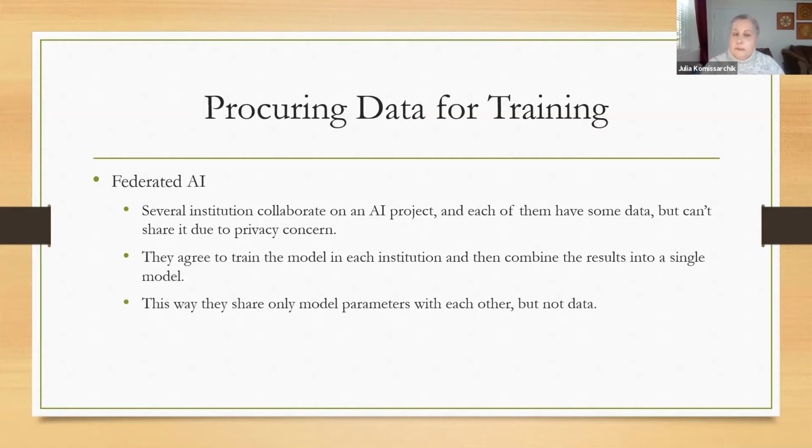So what do I mean by federated AI? It's when several institutions collaborate on a project. Each of them has some data, and they can't share it because of privacy concerns. So what they do is agree to train the same model on different data sets, but the model is trained locally, and then the values of the model are shared with the other players. That way, no private data is shared, but the model parameters are shared. Okay.